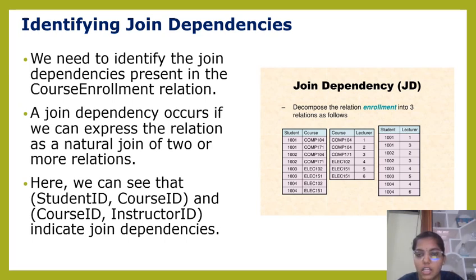Dependencies decompose the relation enrollment into three relations. There are two attributes called student and course and lecturer. These join the dependencies called student and lecturer.